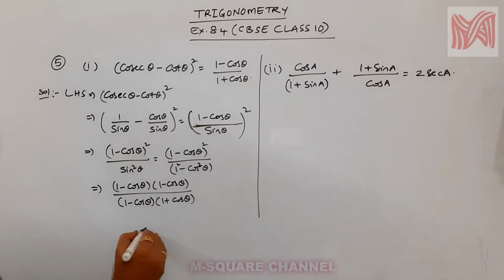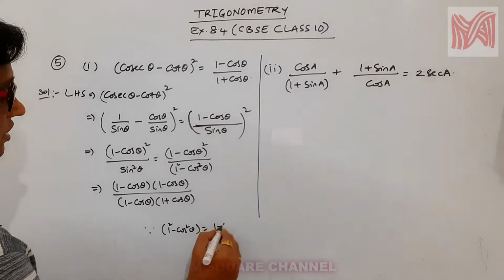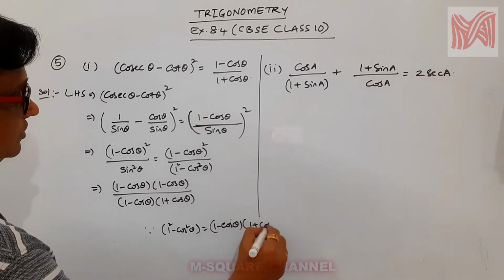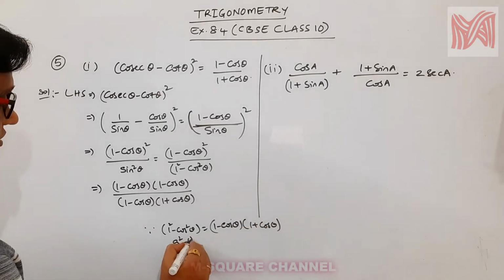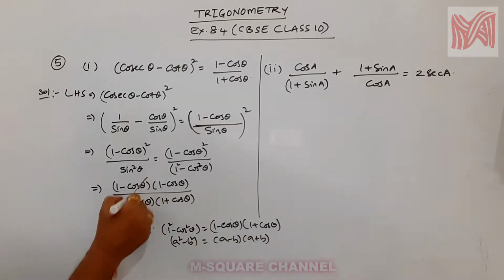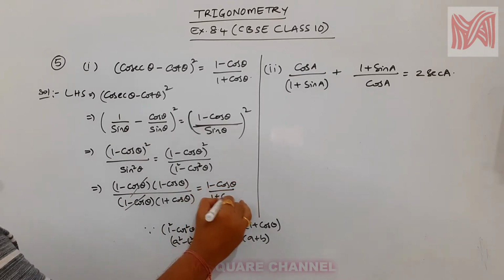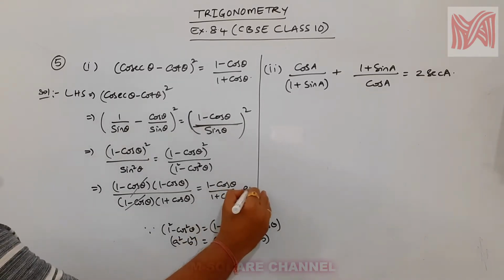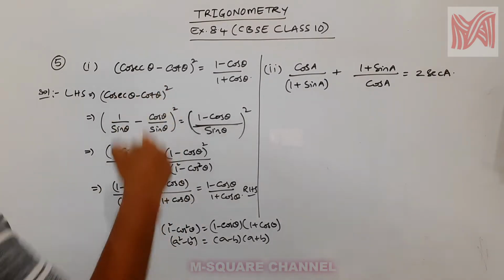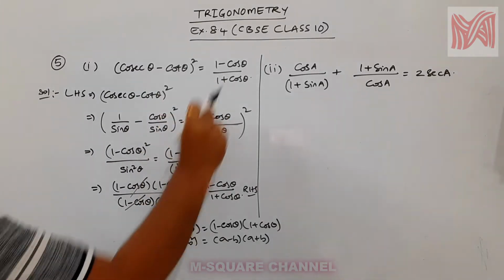Write 1 minus cos square theta in the form 1 minus cos theta into 1 plus cos theta, since a square minus b square equals (a minus b) into (a plus b). So these two are cancelled, and we get the RHS, that is 1 minus cos theta by 1 plus cos theta. This is the RHS. While writing this procedure, first observe LHS to RHS: what is the answer? The answer is in cos theta.